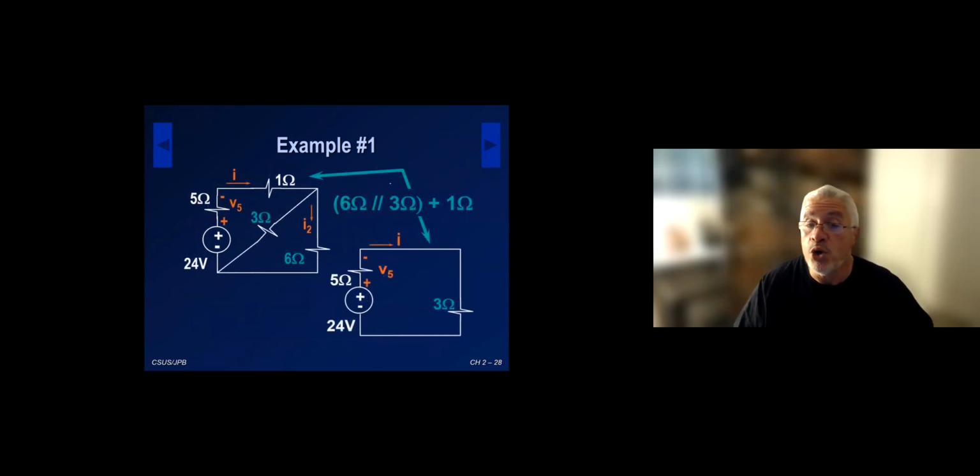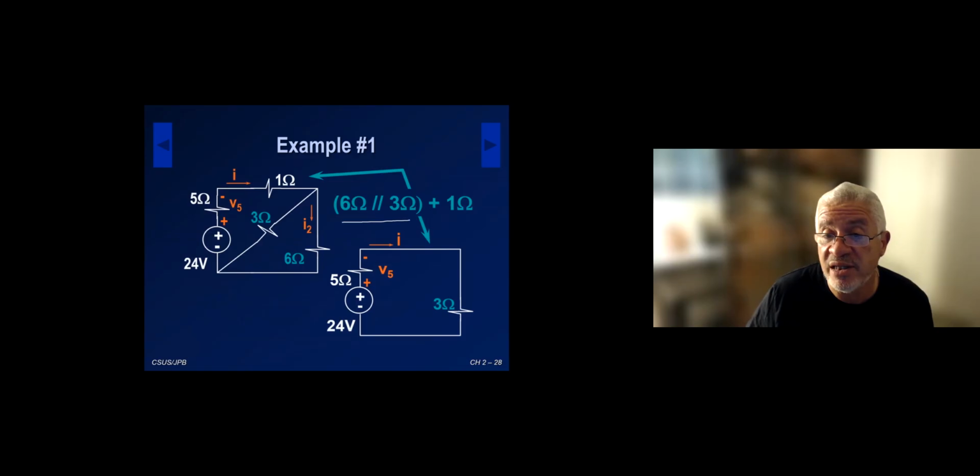Okay. So this is what this means: the 6 and the 3 in parallel, and that's what this symbolizes here. The 6 ohm in parallel with the 3 ohm and then in series with the 1 ohm. So you get this. The 6 in parallel with the 3 gives you 6 times 3 over 9, so it gives you 2 ohms. Okay, 18 divided by 9. And then when I add the 1 ohm in series, I get 3 ohms.